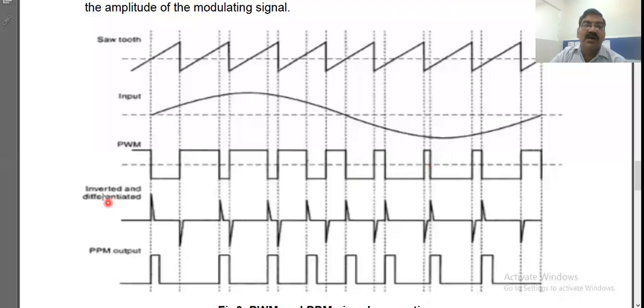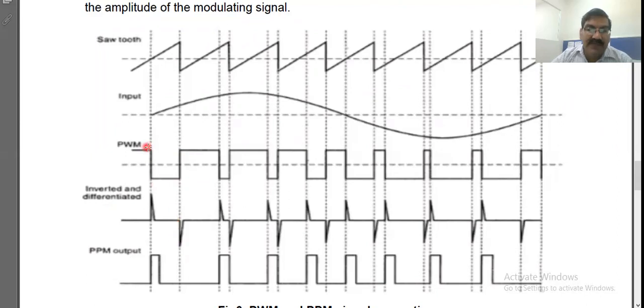Now, this is the differentiator output, so we will focus on this. The differentiator output is inverted. This means the pulse is going from positive to negative, towards negative. This pulse should be negative, but it is inverted, so the pulse is positive. It is going towards positive. The pulse is negative because it is inverted.